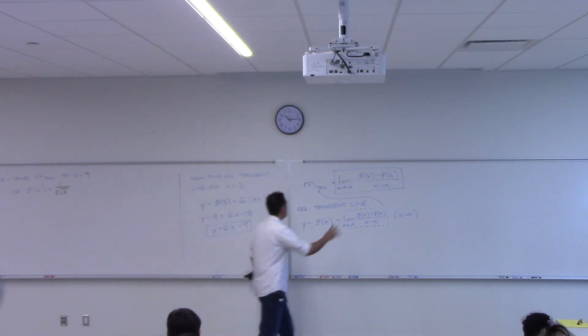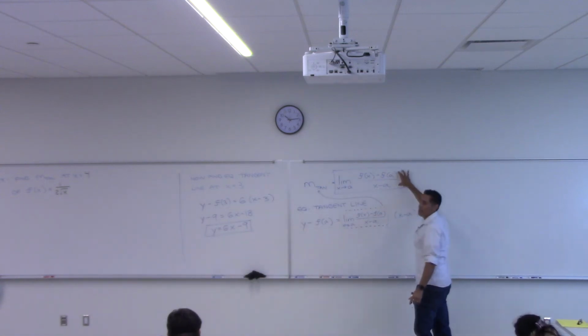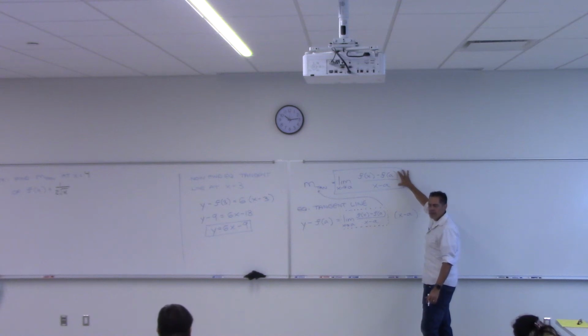So we're going to go to this formula right here. This is like our master formula, right? For the slope of a tangent line. This is our master equation. We're going to replace all the x's with 4's, right?